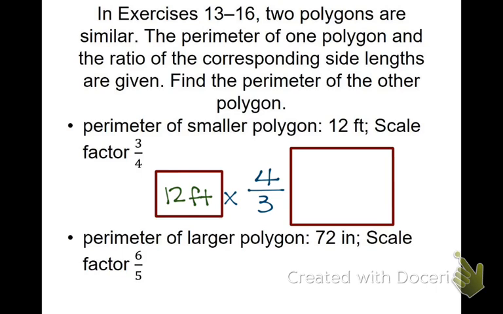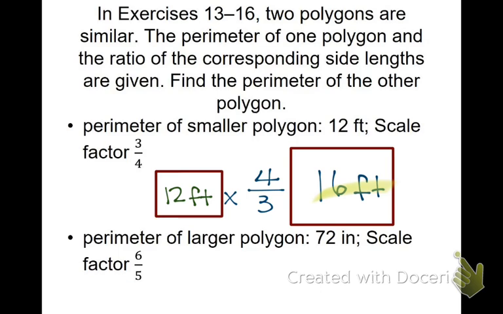3 goes into 12 4 times. 4 times 4 is 16. So you should get 16 feet. All I did was multiply. Questions about that one?